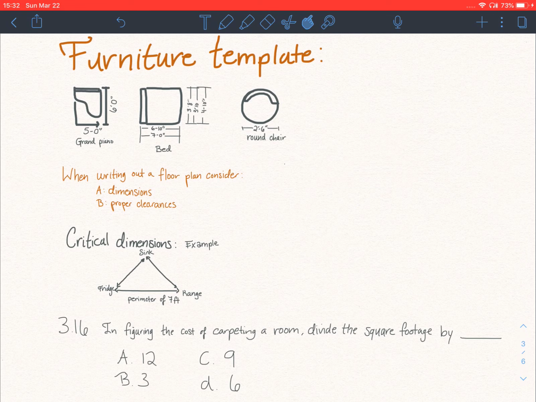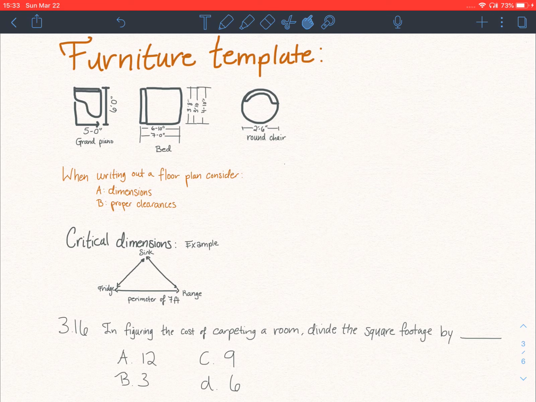These are examples of furniture templates, and you do have a whole list of templates on page 50. But these are just some of the ones that I drew out. The little grand piano is 5 feet by 6 feet. The bed can range from 6 feet 10 inches to 7 feet in length, and then 3.5 inches to even 6 feet 3 inches in width, and then a little chair. Everything is supposed to be slightly representational of the size of the room. It's usually drawn to perspective.